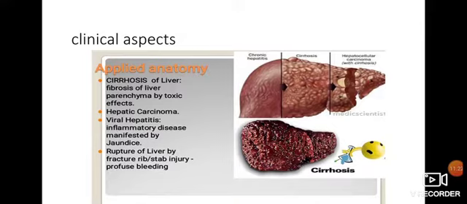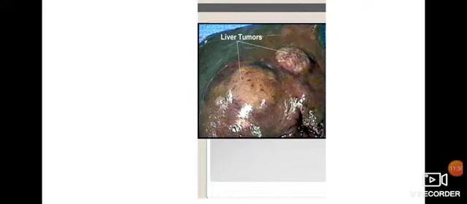Then another condition is rupture of the liver. Rupture of the liver is due to accidents, in which a rib fracture may penetrate into the liver and cause severe bleeding. And this is a slide showing a tumor of the liver. So that is about the structure, the relations, the histology as well as the clinical conditions of the liver.